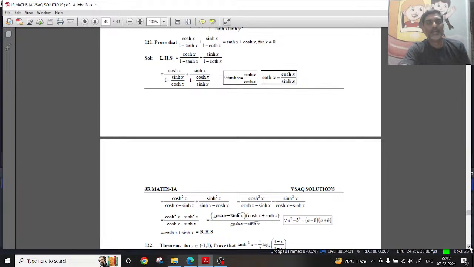Understood everywhere? Okay, take an LCM. Different denominators are there: cos hx minus sin hx, sin hx minus cos hx. So minus taken common, then the same denominator we can get, cos hx minus sin hx. So that cos h square x minus sin h square x will come. It is in the form of a square minus b square. So a plus b times a minus b we can write. And cos hx minus sin hx gets cancelled. Then cos hx plus sin hx will be left.